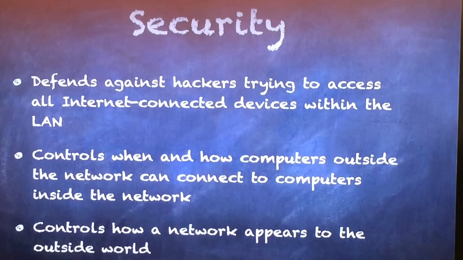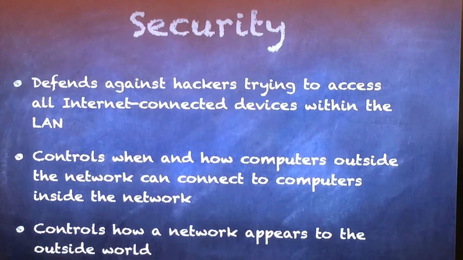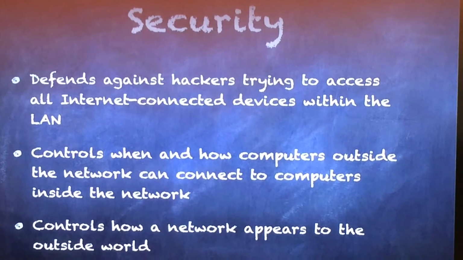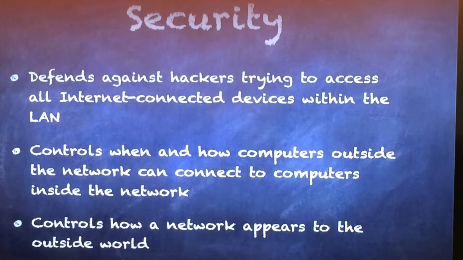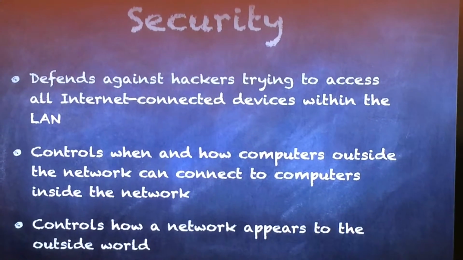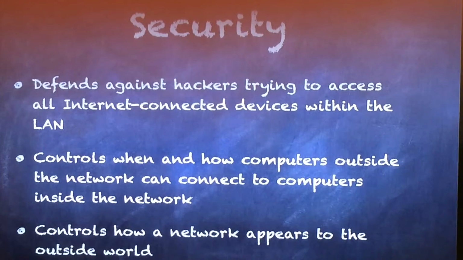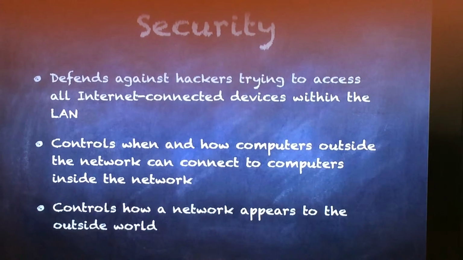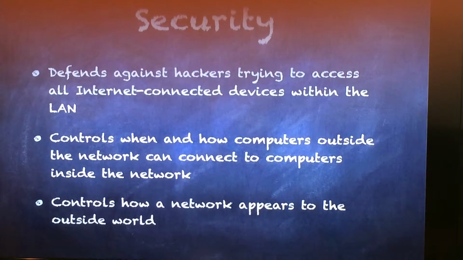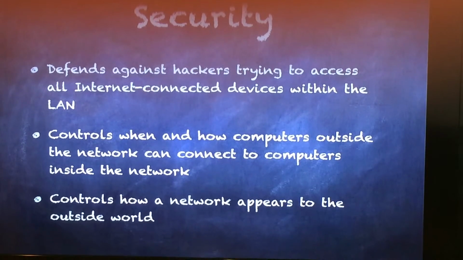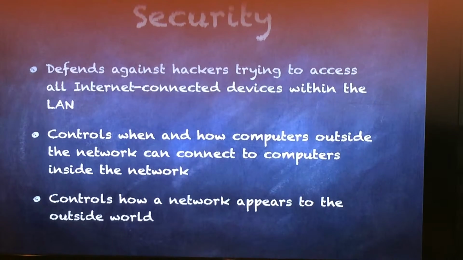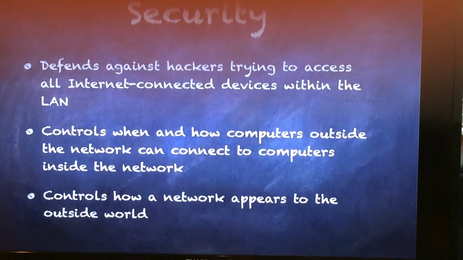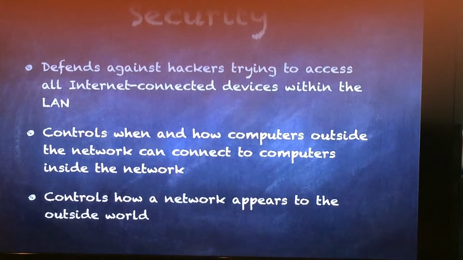Routers have multiple functions. The first, as we just discussed, is an information gateway. In addition, most routers also have security features, and these security features defend against hackers trying to access all internet-connected devices within a local area network. In addition, the security features on a router control when and how computers outside the network can connect to computers inside the network. This means that, for example, you need a password to connect to a network. Lastly, the security also controls how a network appears to the outside world.